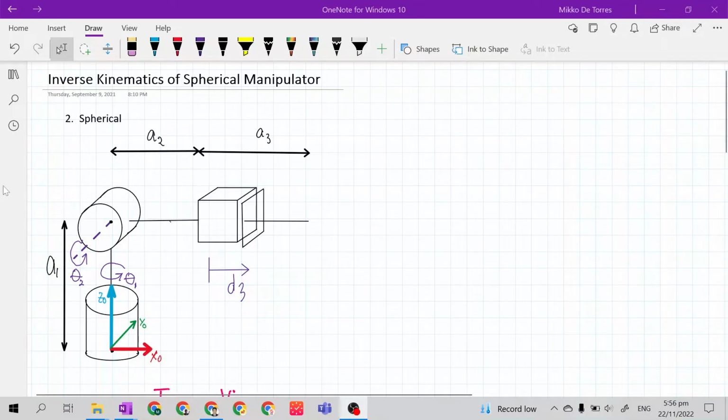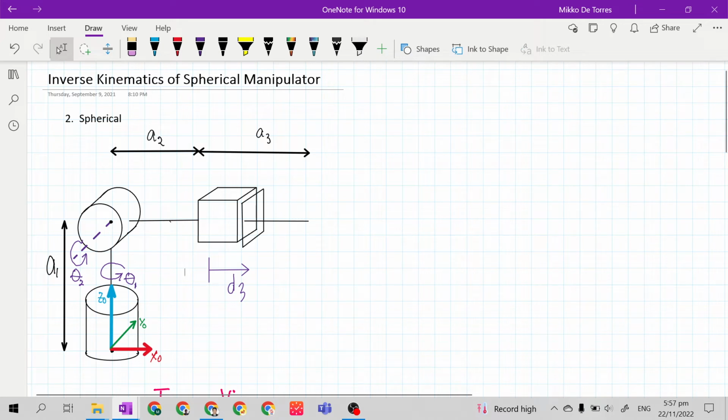Good day, class. In this video, we will continue the step-by-step demonstration of deriving the solution of the inverse kinematics of a given mechanical manipulator. The mechanical manipulator given is the spherical manipulator. Just like the Cartesian and the cylindrical manipulator, we need the kinematic diagram of our manipulator and only its base frame. So this is its base frame.